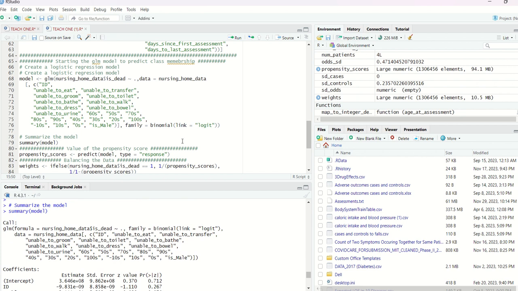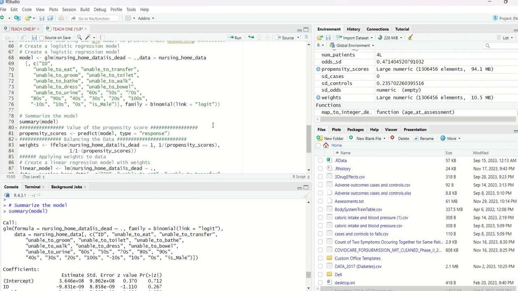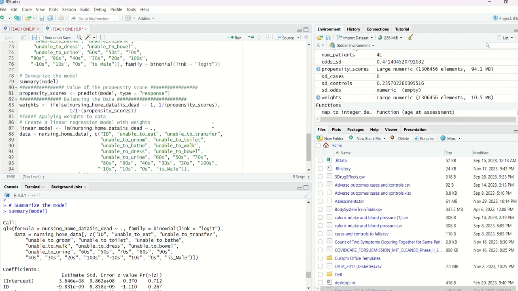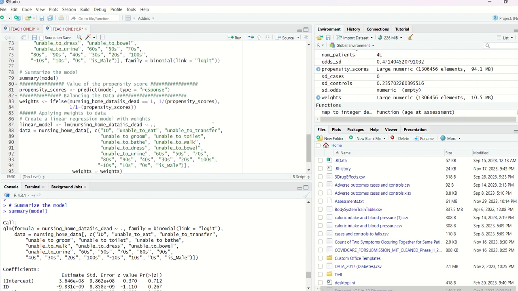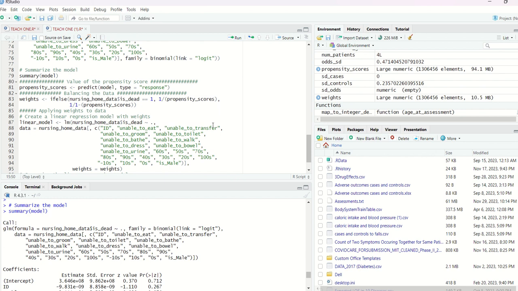Now, understanding the model summary and propensity scores. Next, we check how well our prediction model fits the data. We take a closer look at the model summary, trying to understand its performance. Additionally, we calculate propensity scores, which help us estimate the likelihood of mortality for each resident based on our model. It's like fine tuning our predictions to get a clearer picture.